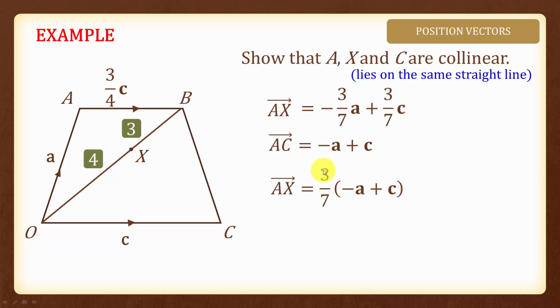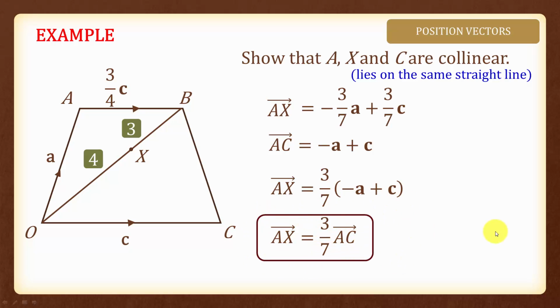Yes, we can have 3 over 7 here. So that 3 over 7 times negative A will be negative 3 over 7A. 3 over 7 times C will be 3 over 7C. And this will give us vector AX is equal to 3 over 7 times vector AC. And this equation will prove that the points A, X, and C are collinear.